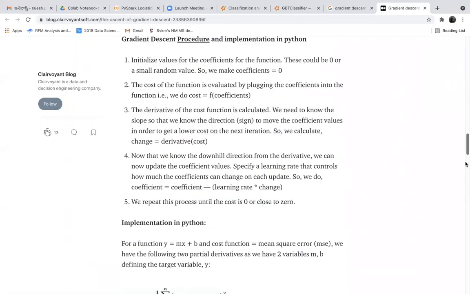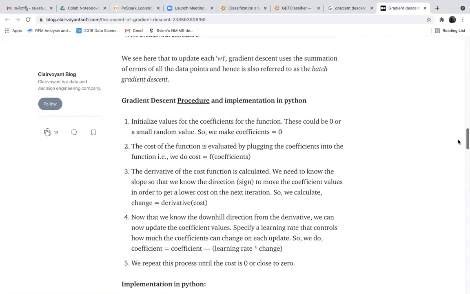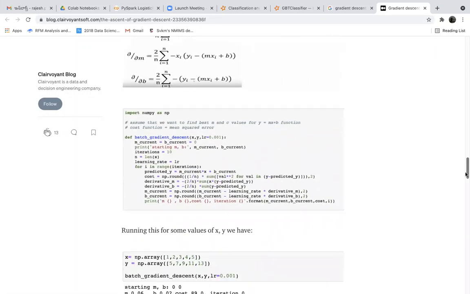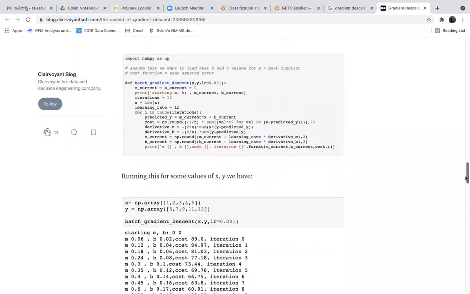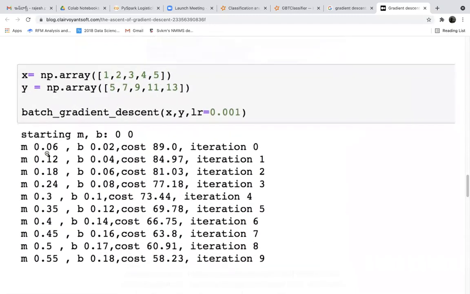Gradient descent is a very interesting algorithm which adjusts the weights such that the global minimum is reached. The global minimum will be reached through multiple iterations, not in a single iteration. If you see here, the cost keeps on reducing. This is a classic example. In iteration 0, the cost is 89. In iteration 1, it fell down to 84.97. In iteration 2, 81.3. So you go iteratively and reduce it. And he is using a learning rate of 0.01, which means the weights are adjusted in multiples of 0.01.